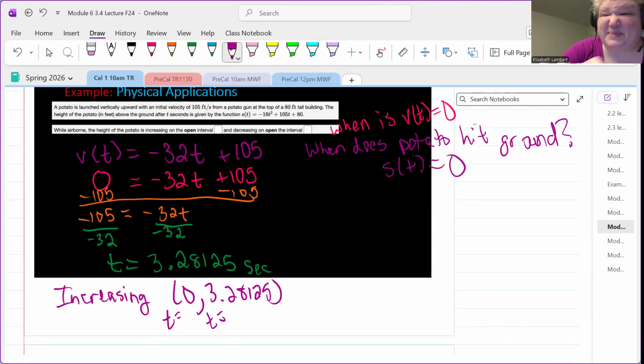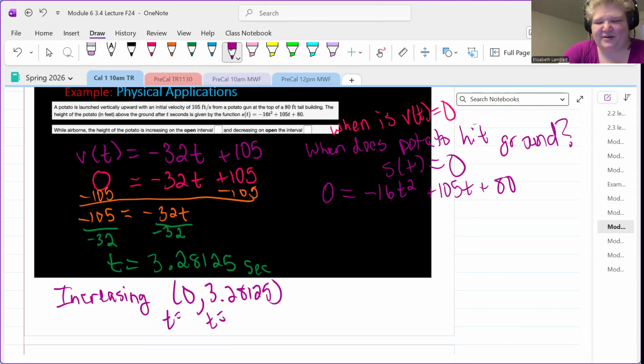So we need to take the position function and set it equal to 0. So we have 0 equals negative 16t squared plus 105t plus 80. And to solve that, don't even try to factor it. It might, but I highly doubt it because our vertex number is not totally pretty, so I doubt this number is going to be that pretty. So I would just straight up quadratic formula this.